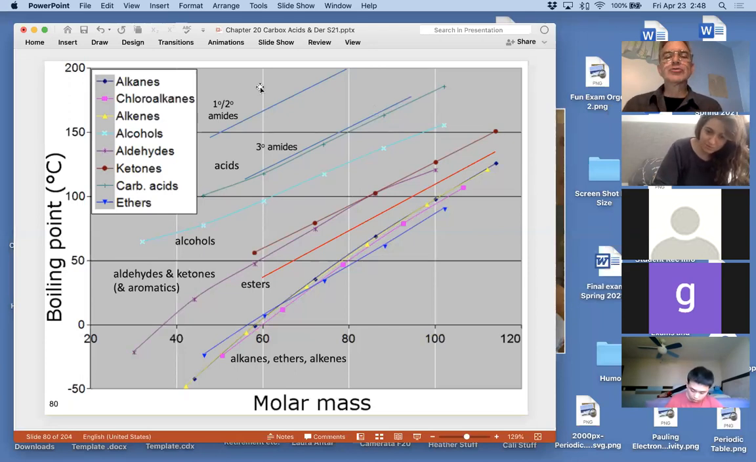Okay, so this is what we've been talking about in terms of boiling point trends. This shows the size and the functional group. And of course, branching is another factor. We need a three-dimensional plot to show that.